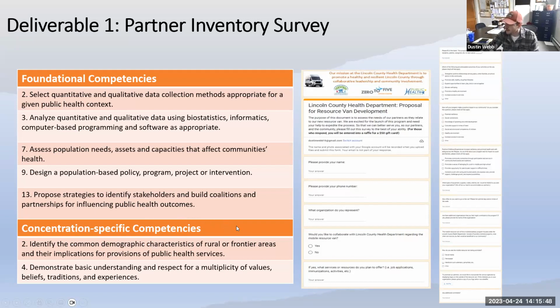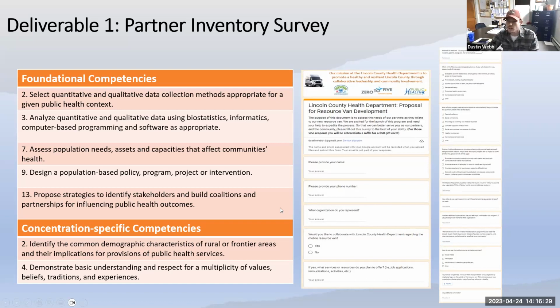My first deliverable was an inventory survey. I constructed a 17-question survey that was sent out to approximately 70 partners. They included scheduling aspects, such as who would be interested in attending with us on the mobile resource van. We requested logos so we could develop magnets to be placed on the outside of the van to advertise partners in childhood development specifically.